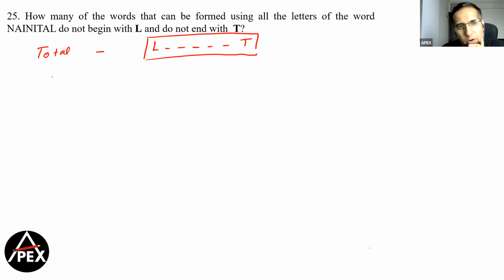Clear? So what are my total number of words here? My total number of words are 8 factorial by 2 factorial into 2 factorial into 2 factorial, minus, if I'm blocking L and T, what am I arranging here, guys? I am arranging N, A, and I, which means I would get this as 6 factorial by 2 factorial into 2 factorial into 2 factorial. Now this should be your required answer.